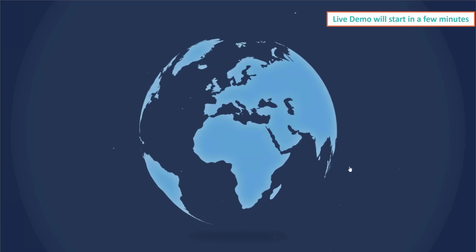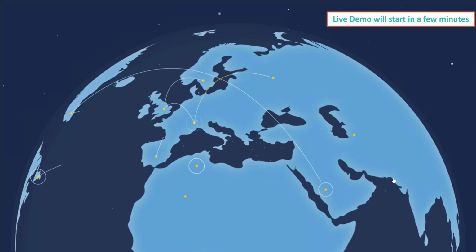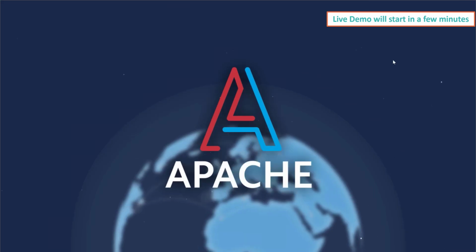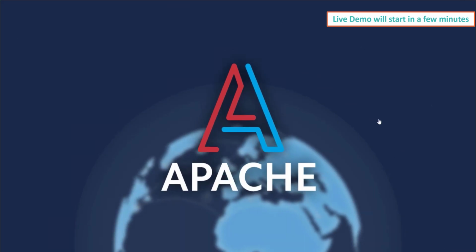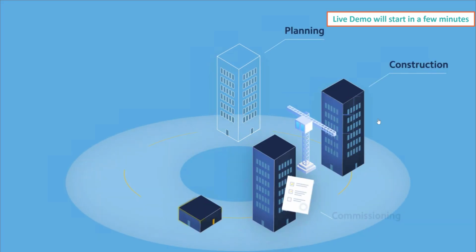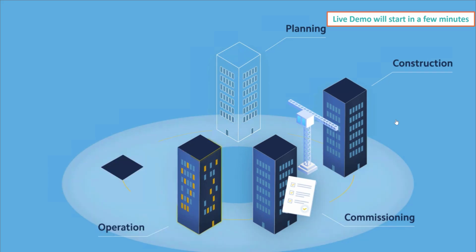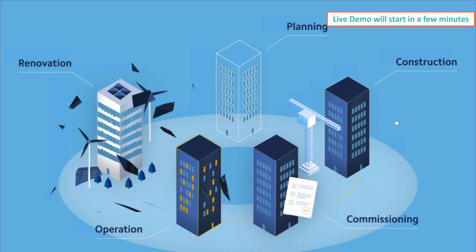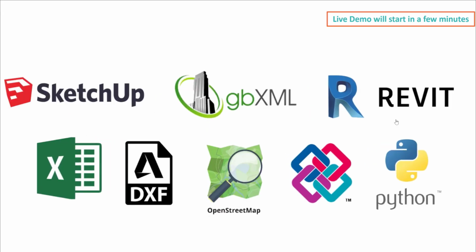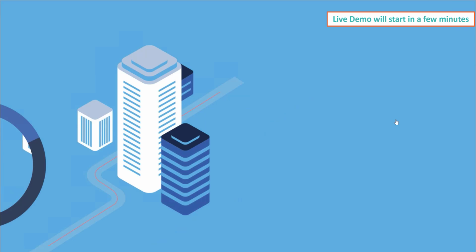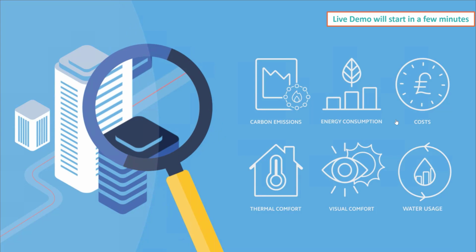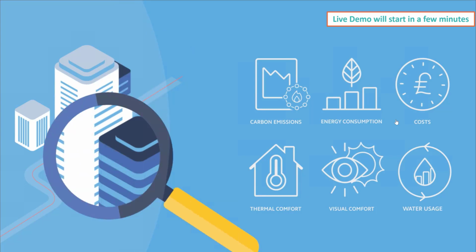Professionals around the globe, the VE leverages our world-leading simulation engine, Apache, to analyze and optimize a building's performance across the entire building lifecycle, from the pre-schematic phase through to post-occupancy. Exchange digital data bidirectionally across different platforms as part of the BIM process. Design decisions for a range of metrics, including prediction of carbon emissions, energy consumption, costs, thermal and visual comfort, and water usage.